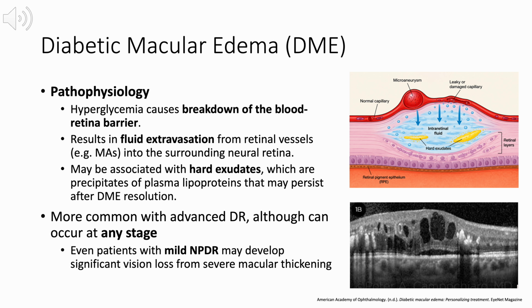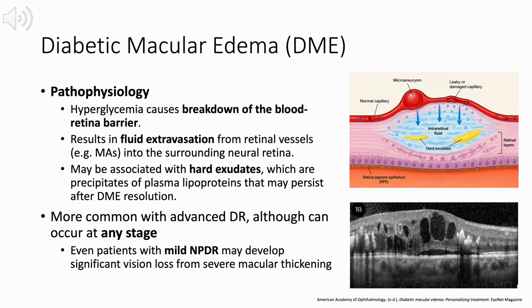DME is more common with advanced diabetic retinopathy, although it can occur at any stage. Even patients with mild NPDR may develop significant vision loss from severe macular thickening, so you cannot use the retinopathy grade as a proxy for macular status. The macula must be assessed on its own terms in every diabetic patient.